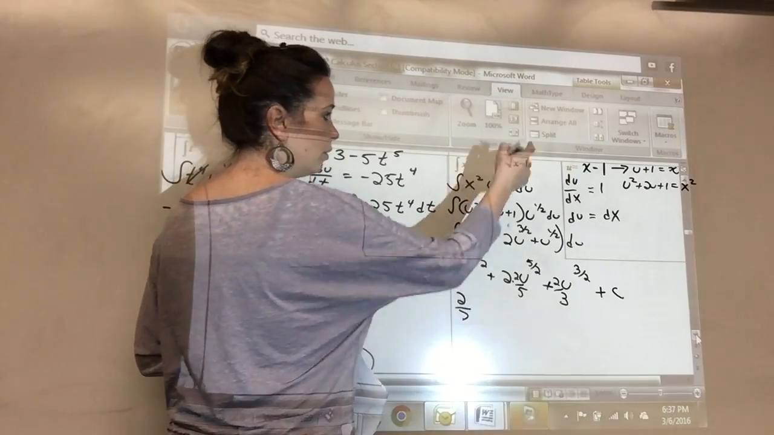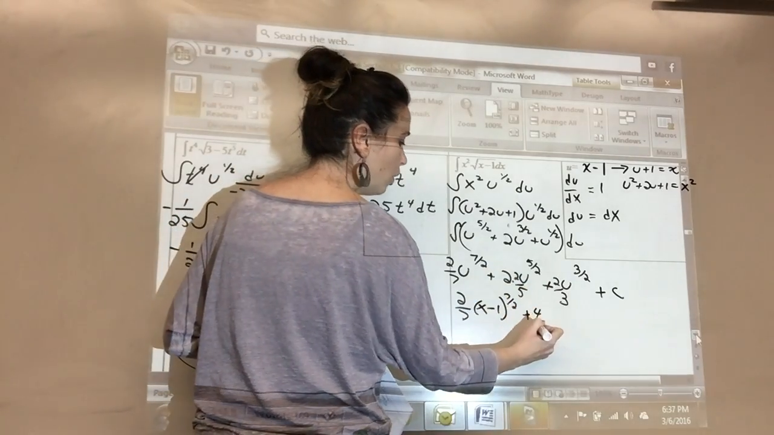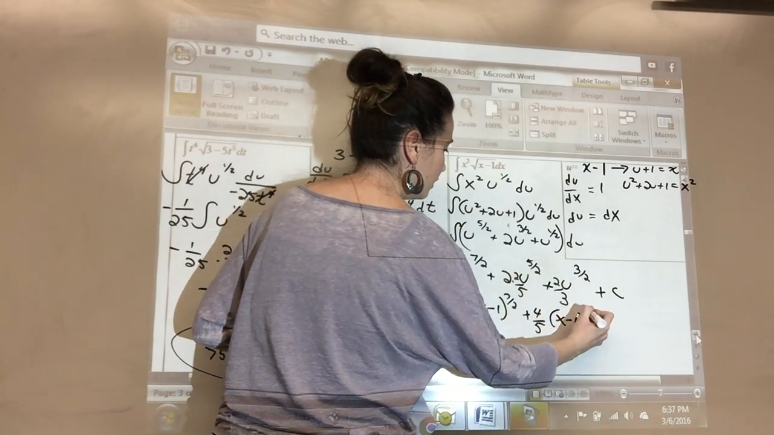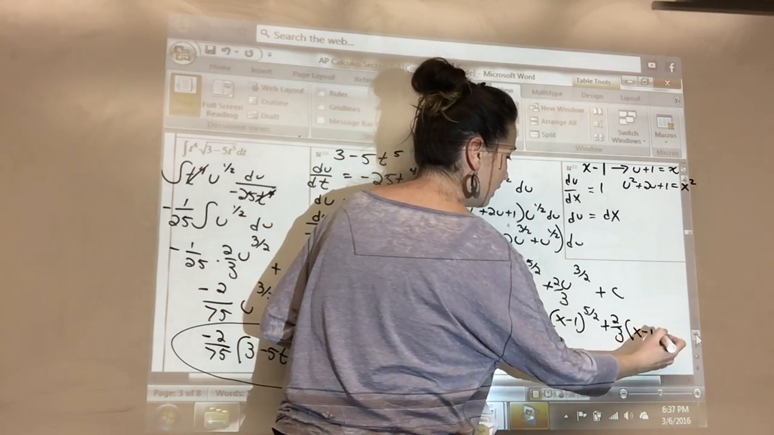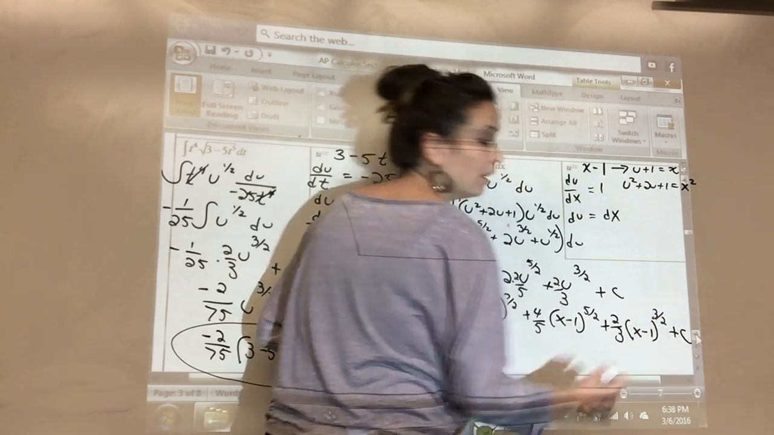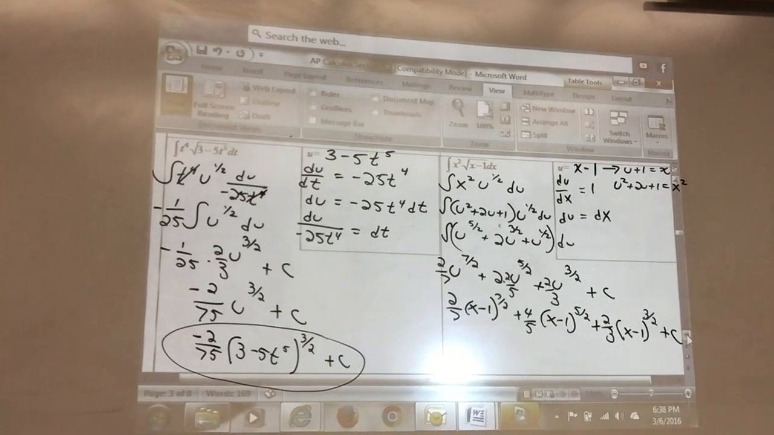Finally, 2/7. U is really x minus 1. So I have to sub that out. 2 times 2 is 4/5. X minus 1 to the 5/2. Plus 2/3. X minus 1 to the 3/2 plus c. Okay, and I can see my board is running out over there. You're just not seeing the plus c at the end. Okay, so again, 2/7 times the quantity of x minus 1 to the 7/2 plus 4/5 times the quantity of x minus 1 to the 5/2 plus 2/3 times the quantity of x minus 1 to the 3/2 plus c. Okay?